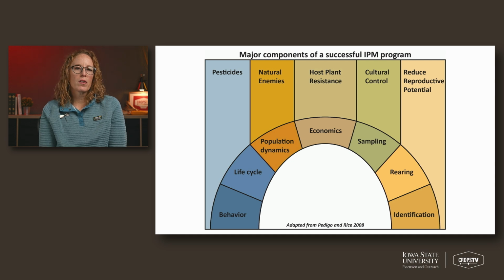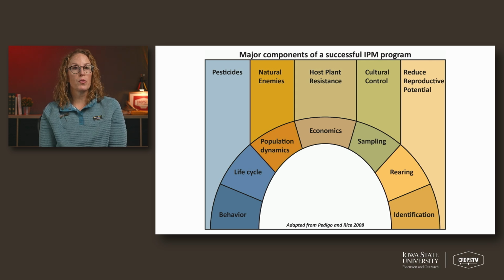And what they said is there are a lot of different components that could be used in a successful IPM program, depending on the pest, depending on the system or the crop. The components on the bottom are generally things like myself, entomologists, try and understand through research: the life cycle, population dynamics, how to properly sample for it, and just trying to understand the behavior of the pest so that we can try and interfere with its success by developing strategies that you see kind of at the top: using pesticides, natural enemies, host plant resistance, and even cultural control in some cases.